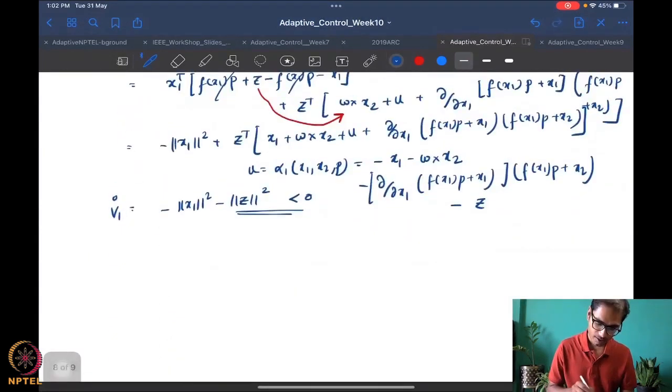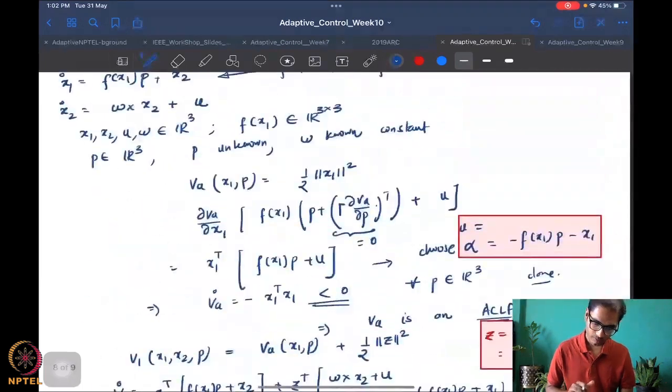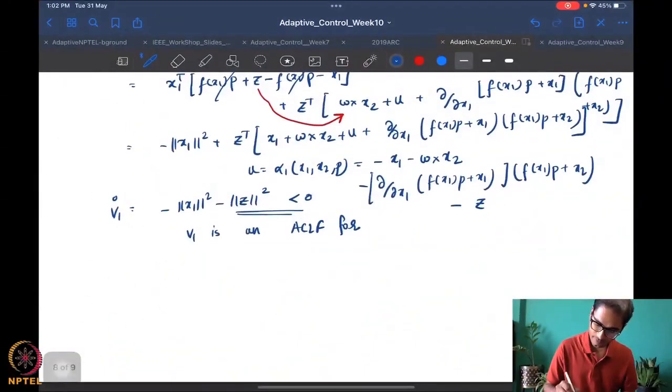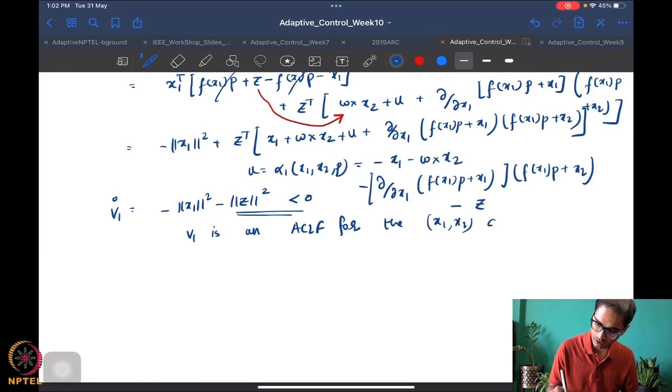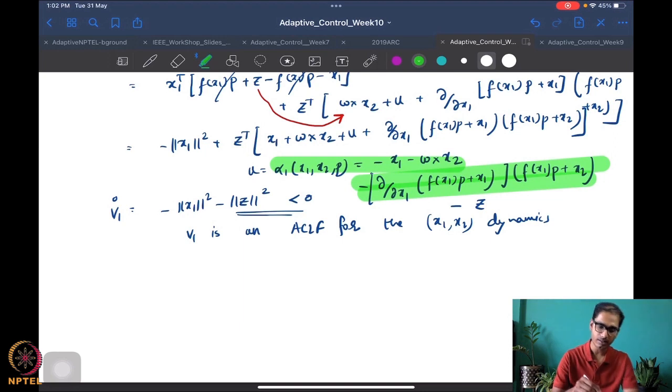So V1 is an ACLF for the entire system, for the X1, X2 dynamics. In the process, the feedback law is this.